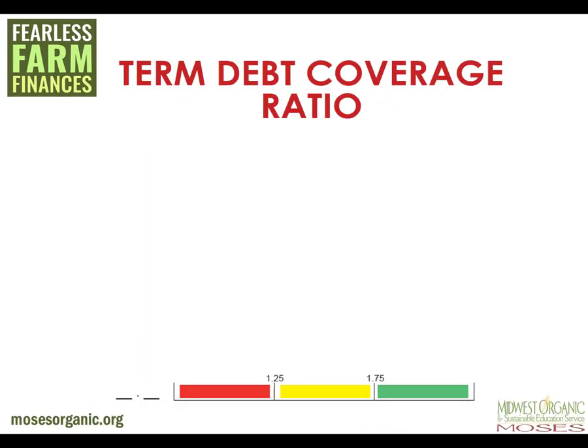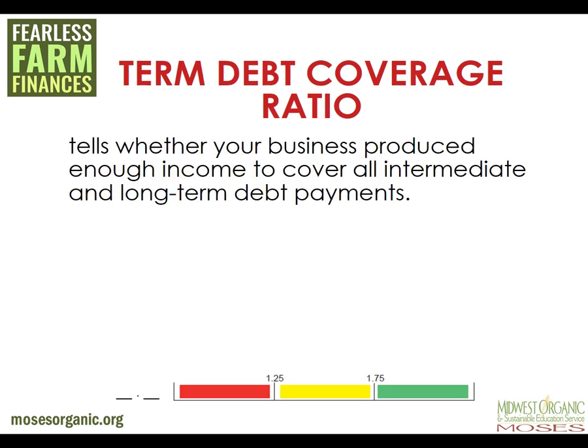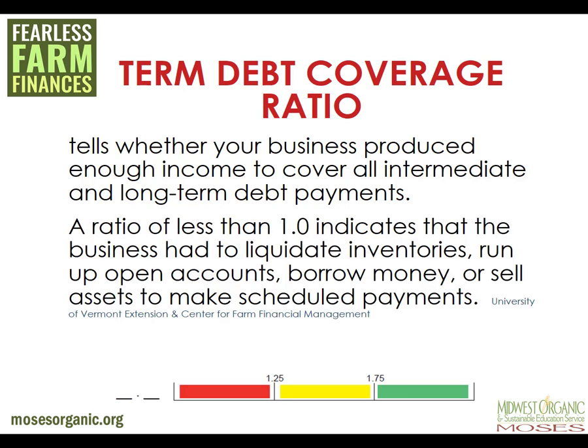So let's jump to our term debt coverage ratio. This tells whether your business produced enough income to cover all your intermediate and long-term debt payments. This one is looked at by banks a lot, and it is a very good indicator of whether you can produce enough revenue to be able to make these debt payments. So a ratio of less than 1 indicates that the business had to liquidate inventories, run up open accounts, borrow money, or sell assets to make scheduled payments.